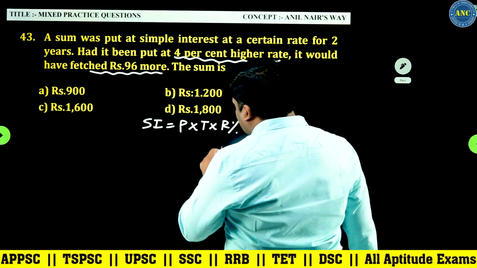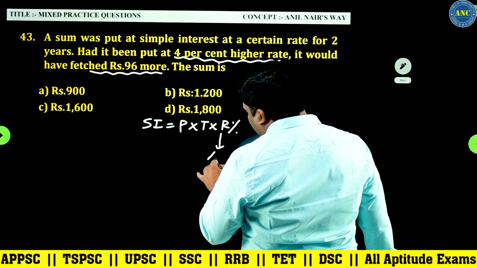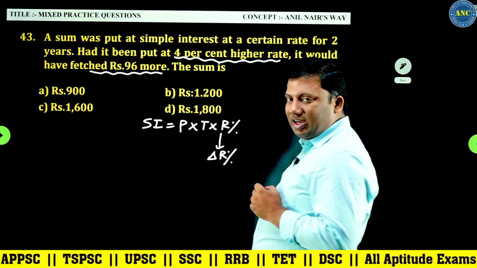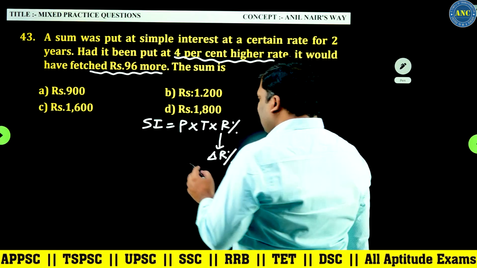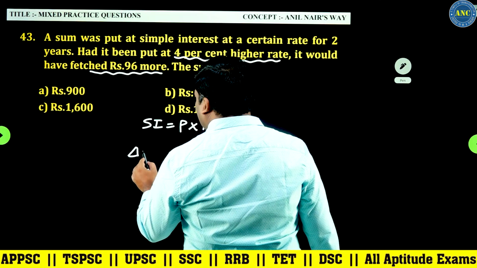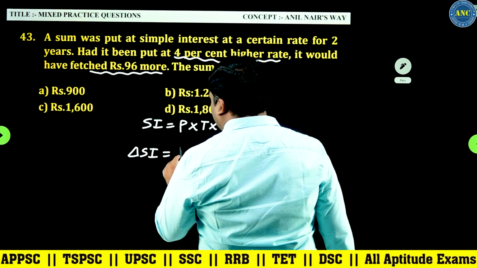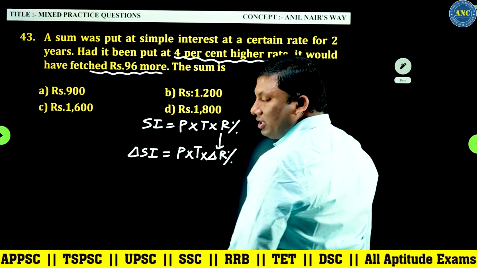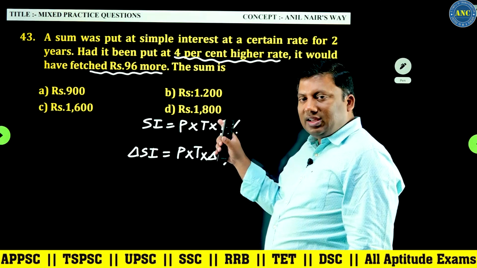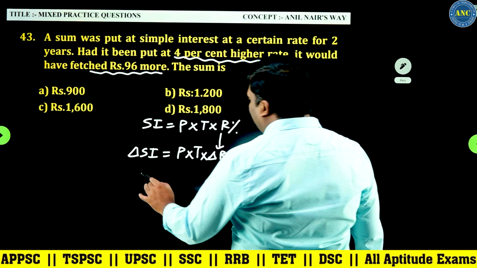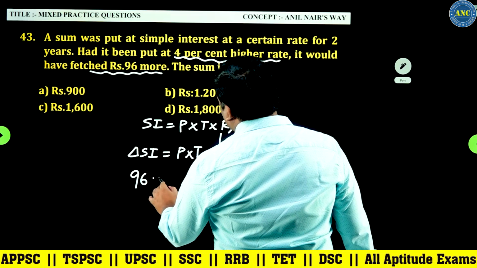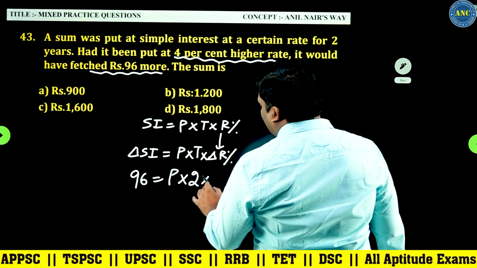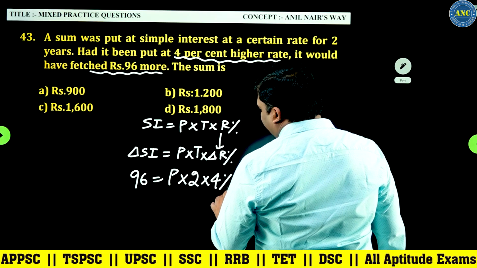What is increased? Rate is increased. Because of the change in rate, which I am denoting by delta, there is a change in simple interest: P into T into delta R percentage. Rate increased, SI increased. SI how much is it? 96. Principal, and the time period is T. Rate is increased by 4.